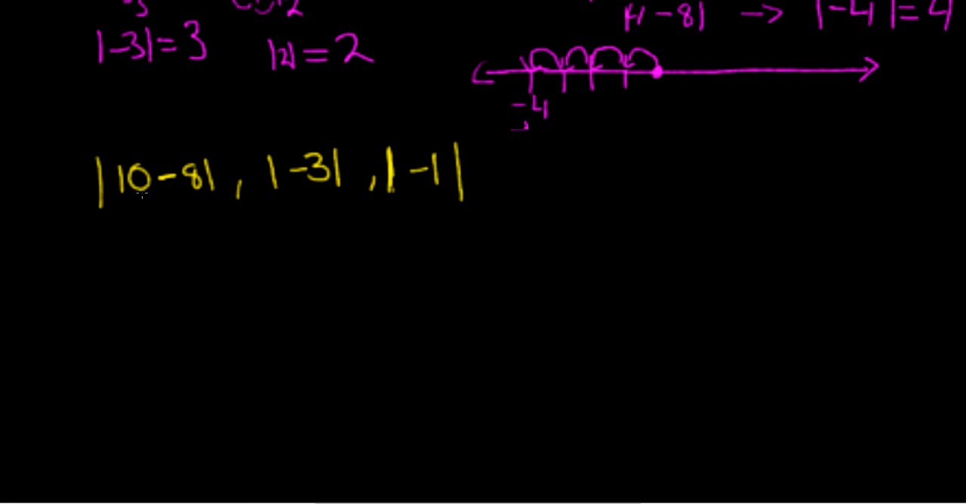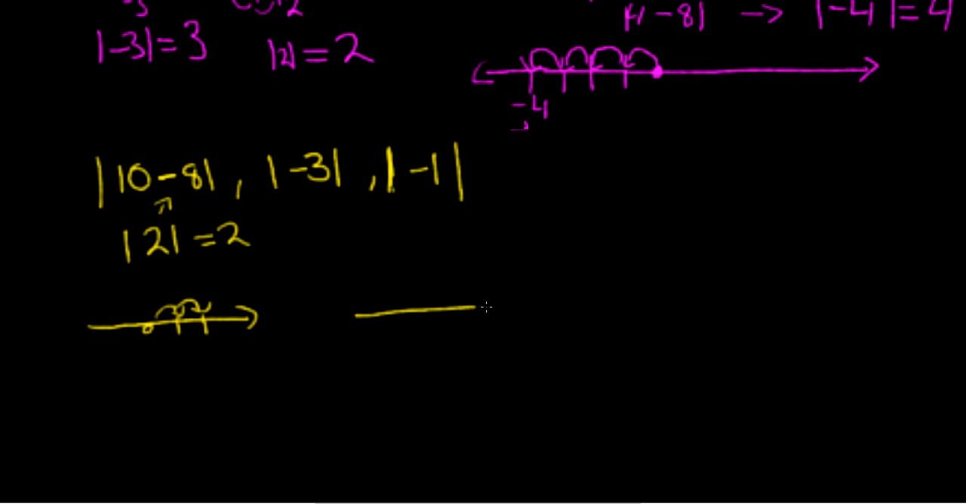Okay, so let's look at 10 minus 8. Let's simplify that. It's the same thing as saying what is the absolute value of 2? Okay, so let's look at this. What is the distance between 2 and the 0 on the number line? Well, we already know this. It will be 1, 2. So the absolute value of 2 will be equal to 2.